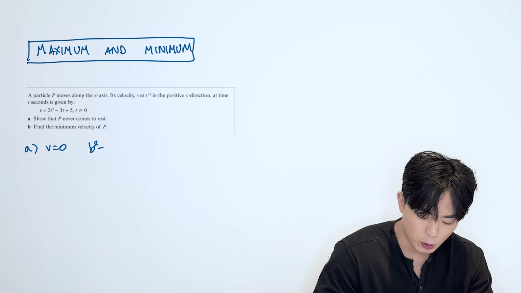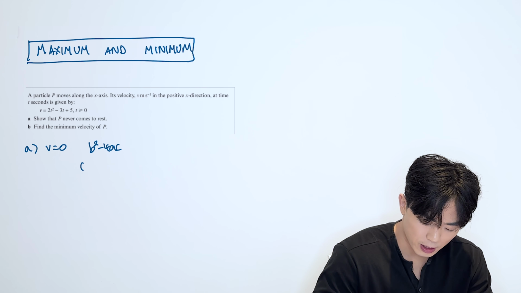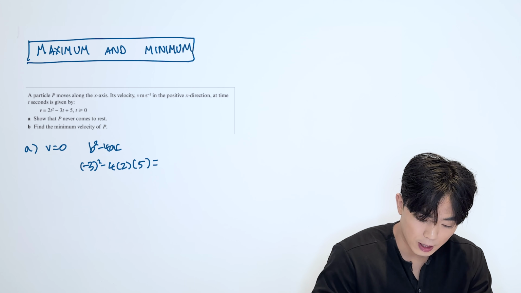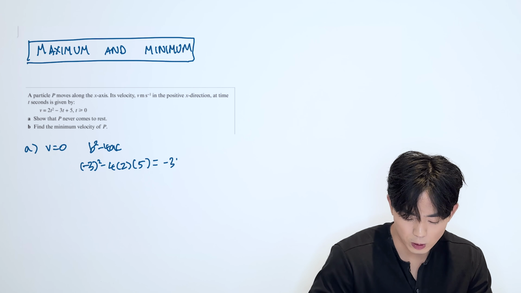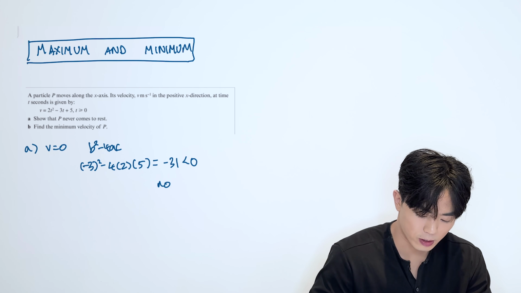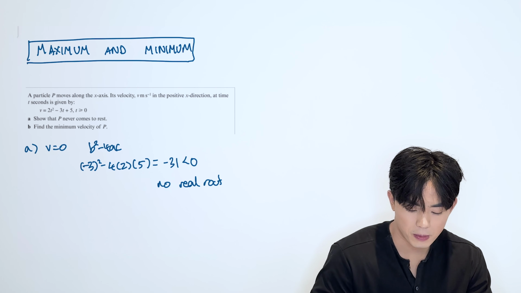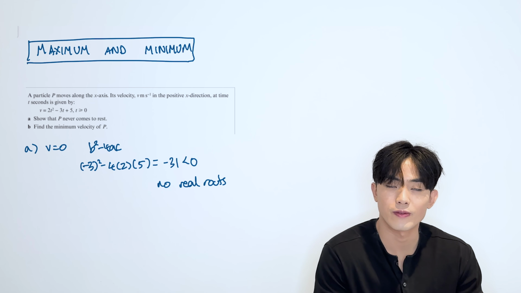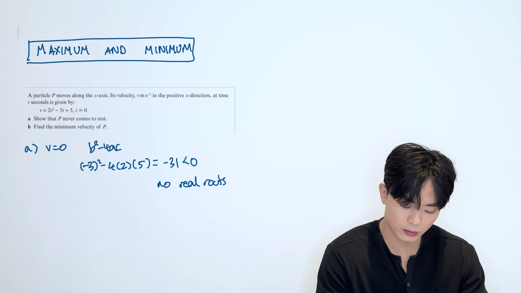So the discriminant is b squared minus 4ac. b is minus 3 squared minus 4 times a is 2, c is 5, and we'll get a value of minus 31. This is less than 0, so it just tells us that there are no real roots, meaning there are no values of t for when the velocity is equal to 0.